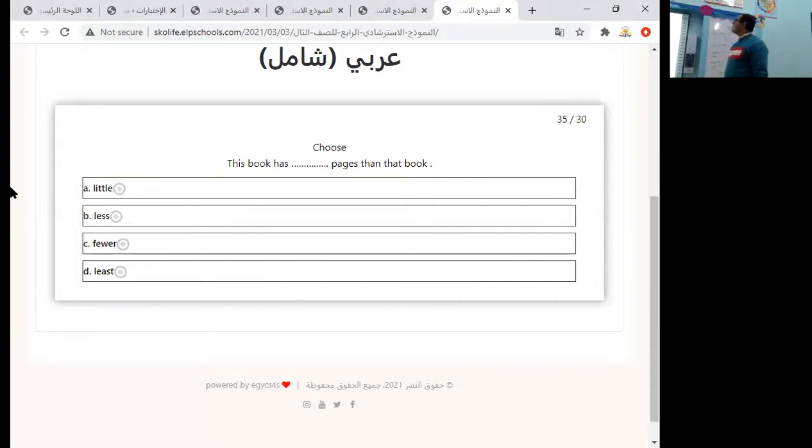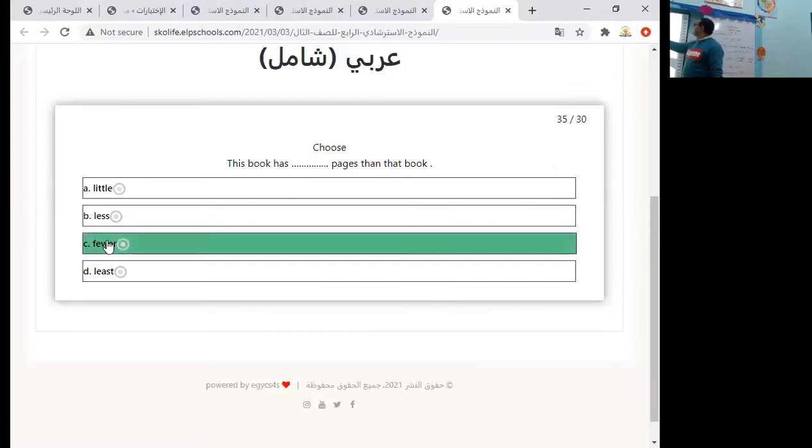This book has space pages than that book. Take care that pages here is a countable noun. So we can say little, no, less, no, fewer, maybe, least, okay, no. So the answer here is fewer, because it's followed by a countable noun.